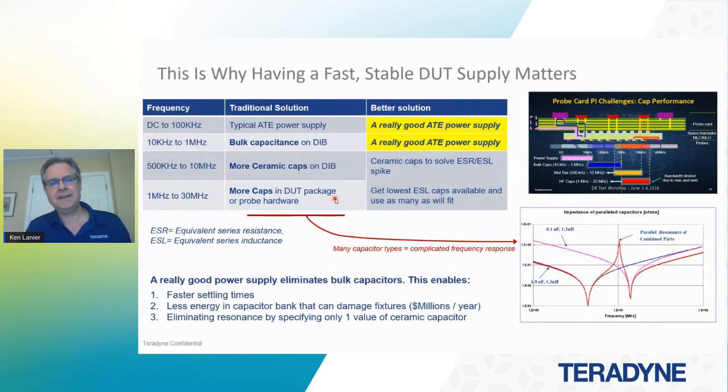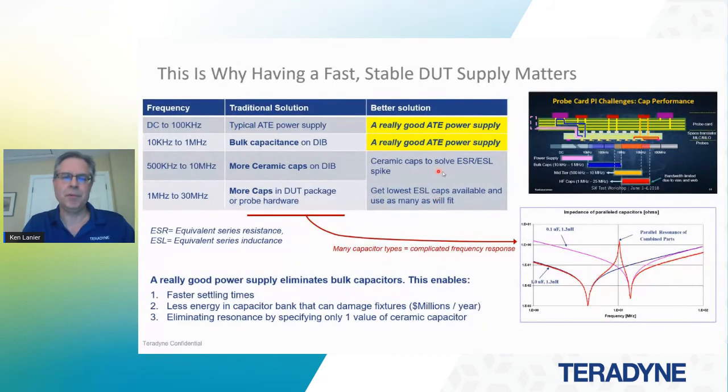So again, this is where the AC performance of the tester power supply matters a lot. Because if you have a really good power supply, in this case, really good means it's fast and very accurate, you get to eliminate bulk capacitance, and you can generally limit yourself to one type of capacitor on the DIB to handle the remaining needs.